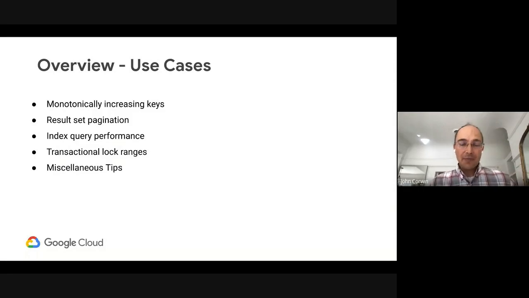So today I'm going to talk about a few different use cases. These vary in complexity. Some of them are straightforward. Some of them are a bit more subtle. I'll go into some of the details to give you the right context for each of them. So the use cases I'm going to talk about today are monotonically increasing key patterns, how to paginate result sets, how to effectively query indexes to get the best performance, patterns involving transactional lock ranges and how to get good concurrency out of them. And then I'll end with some miscellaneous tips.